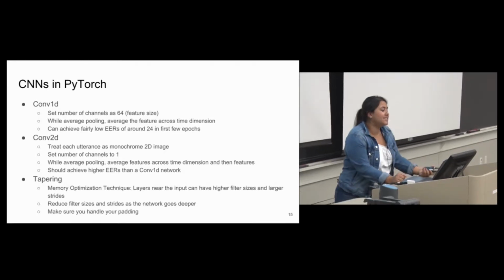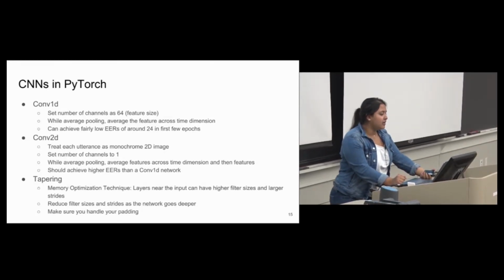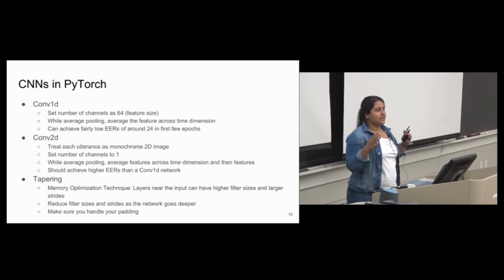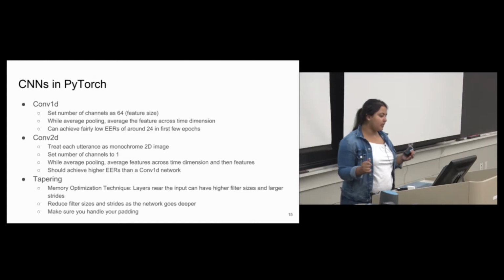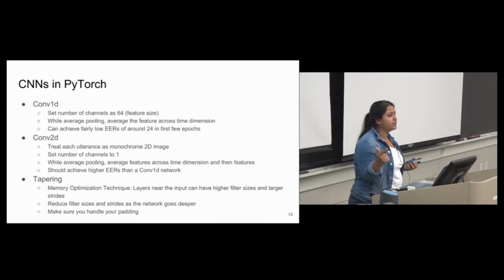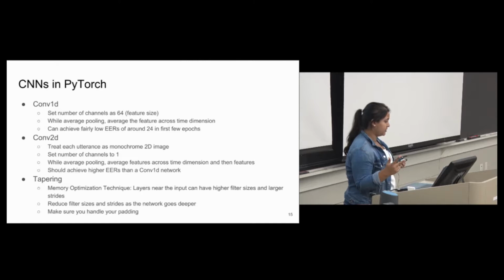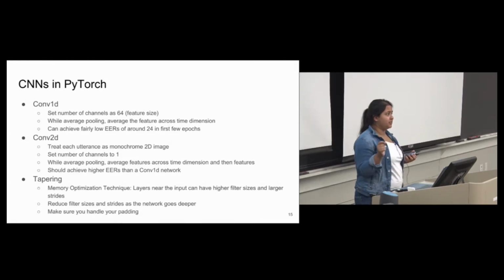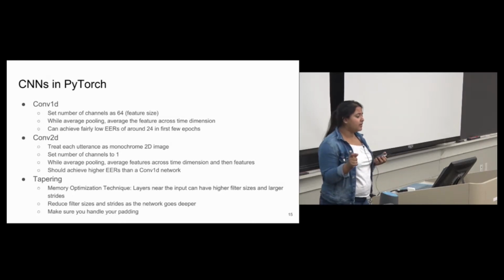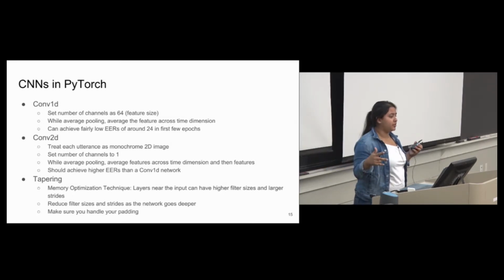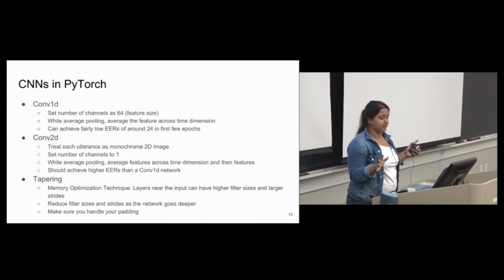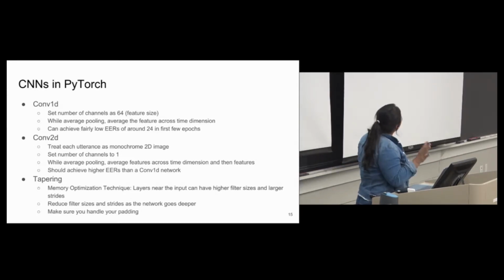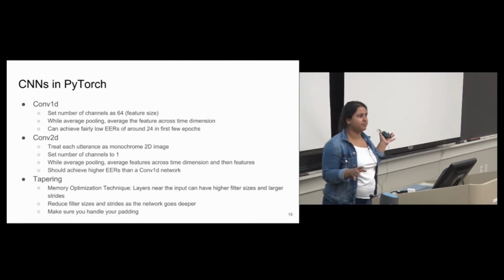Now let's get into the network architectures itself. We are still on the classification task, the first model, so we have to train our CNN. PyTorch gives us 1D convolutions and 2D convolutions. If you're using a 1D convolution, you set the number of channels as 64, which is your feature size. While average pooling, you need to average across the time dimension. Make sure you do that, otherwise you get messed up results. You can also achieve low ERs, around 24, in the first few epochs.